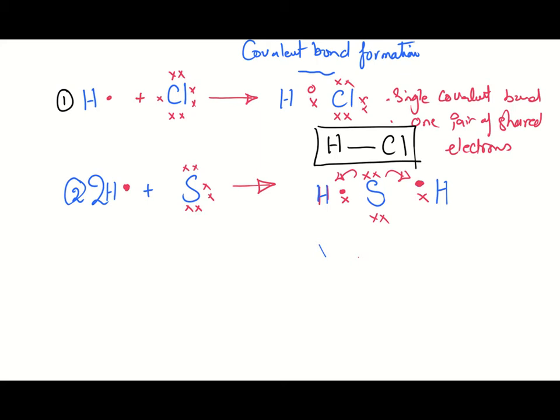Now sulfur became stable as it has an octet now. Octet means it has 8 electrons in the outer shell. Let's count 1, 2, 3, 4, 5, 6, 7, 8. Also, we can represent this by this drawing to show that I have here 2 single covalent bonds.